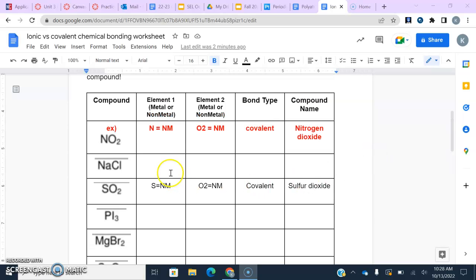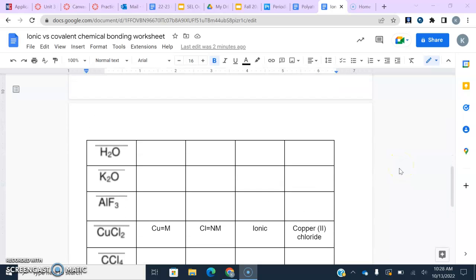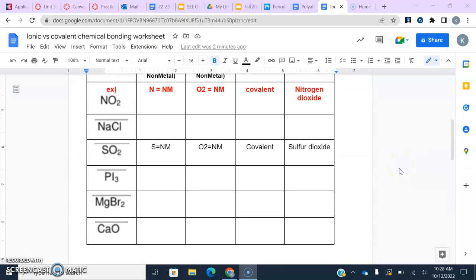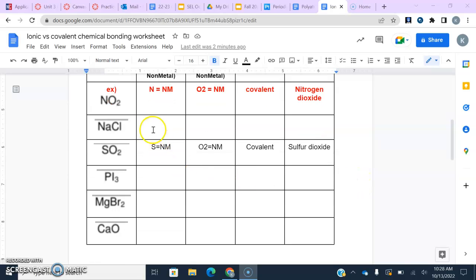So again, the whole point of this is you're going to identify the element as a metal or non-metal, so we have to identify the elements in each. We have to identify the bond type, and then name the compound. Now, these do not have polyatomics on them, so please make sure if you need to review naming polyatomic ions, there was a review from last Friday that you can go watch. But let's just go ahead and do some of these together so I can clarify any misconceptions.